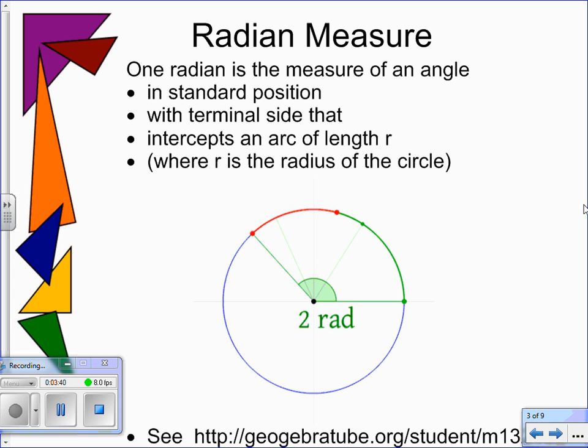There's 2 radians. There's 3 radians. You're almost half your circle. You need a little bit more. 3.14 or pi radians is exactly half your circle. If pi radians is 180 degrees, then 2 pi radians is 360 and makes a full circle.